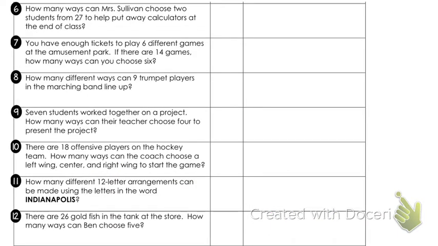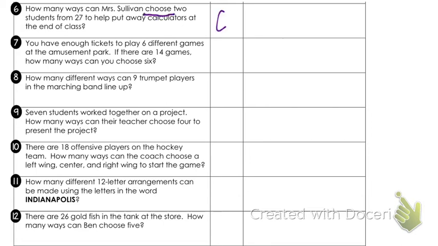All right, continuing on. I want you to try number 6 on your own: permutation or combination. Beth, do you think it's a permutation or combination? Combination. I'd agree with you. It is a combination.